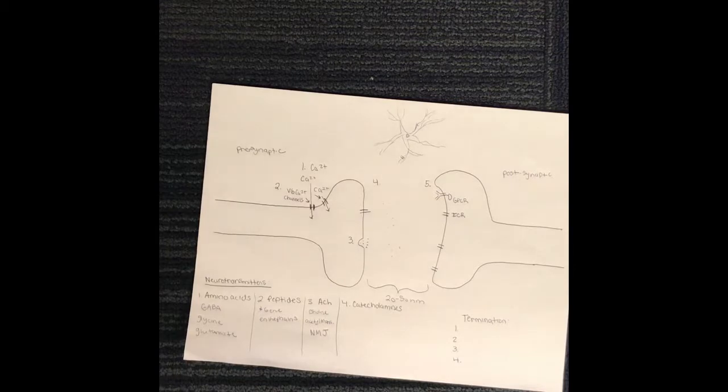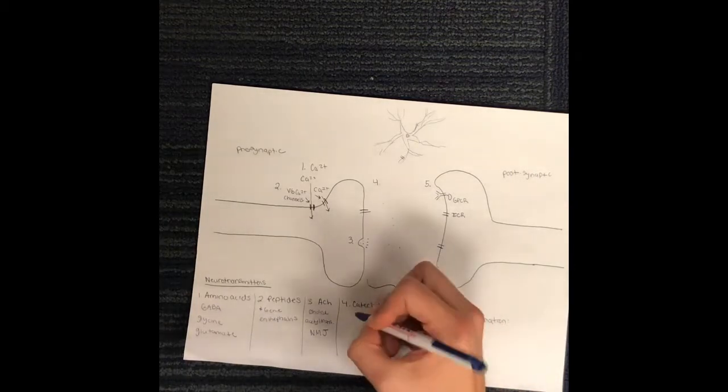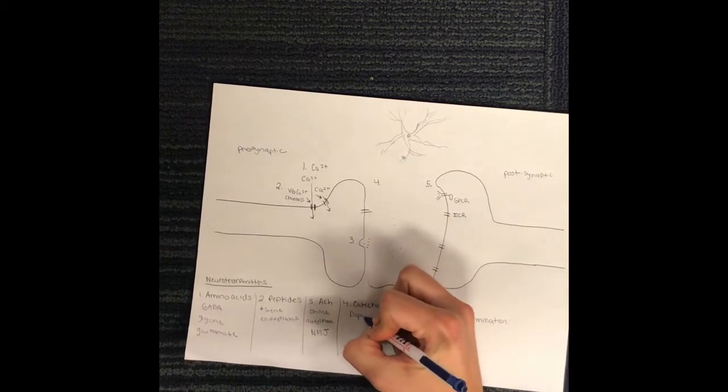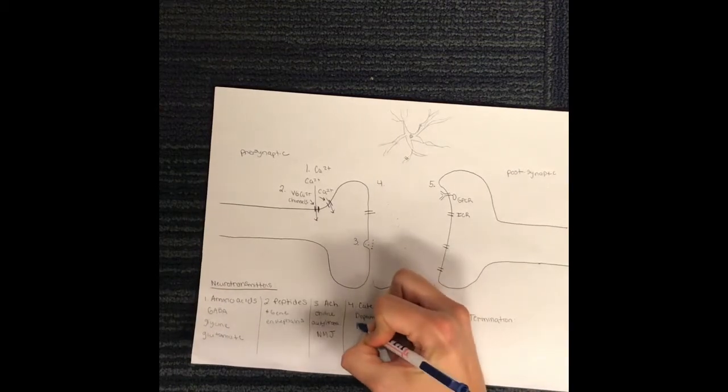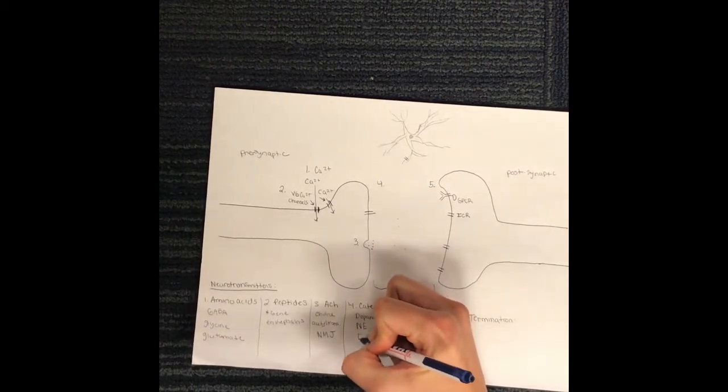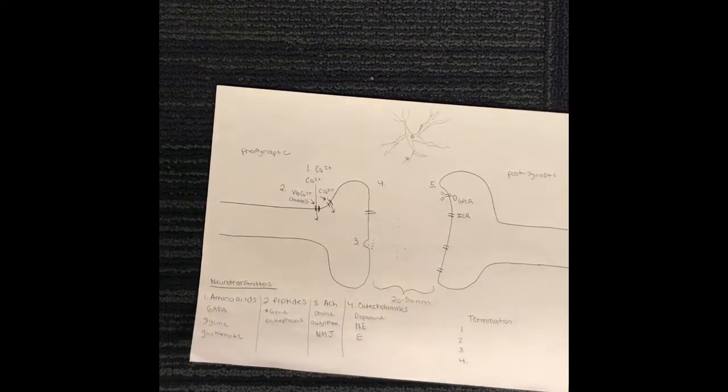Lastly, the catecholamines include dopamine, norepinephrine, and epinephrine. Tyrosine is the precursor to all of these. Neurons that synthesize these are involved in attention, movement, and mood.